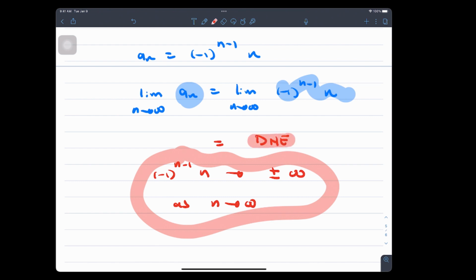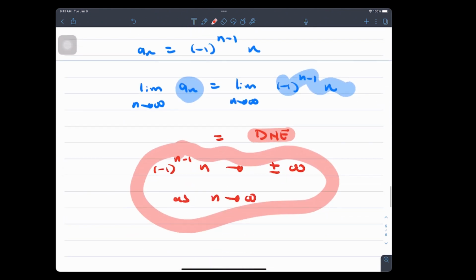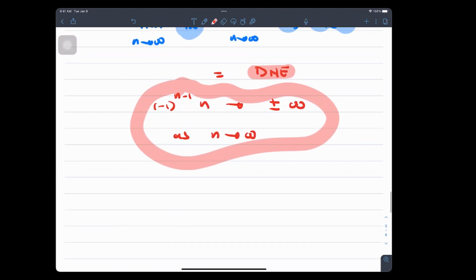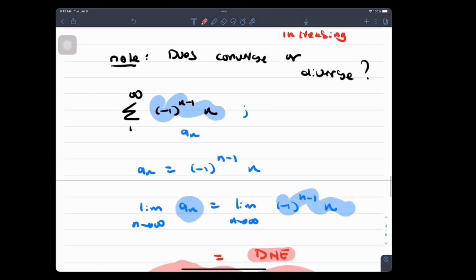Is that right? Isn't it going to two places, plus or minus infinity? Well, what does that mean? Because that's an important detail. What do you think that means? That means the series what? Diverges.